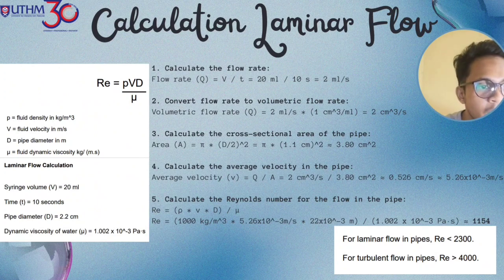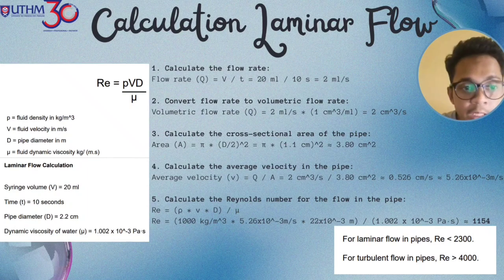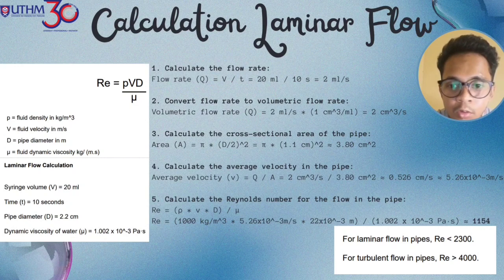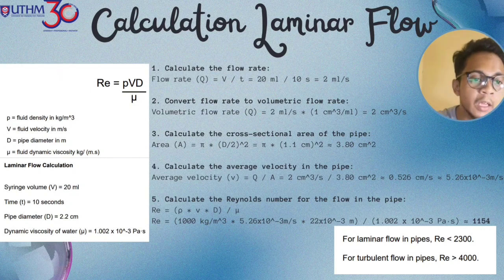The next step is we must calculate the cross section area of the pipe. The result is 3.8 centimeter squared, which we convert to meter squared. Number four, we calculate the velocity. The velocity is from Q per A, and the result is 5.26 millimeter per second.